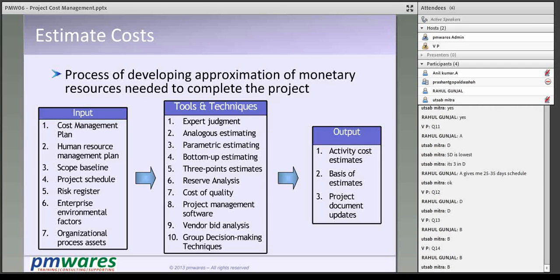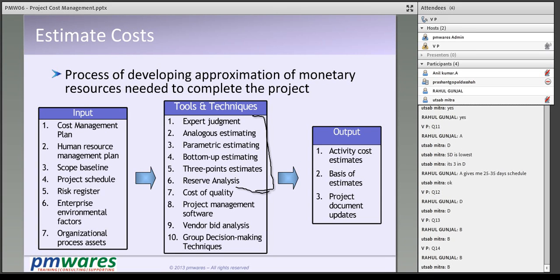Okay, so let's look at what is estimating the cost. Now if you look here, you will see that most of the methods are same which we used in schedule. So the method is not changing, only thing is that here the estimating is the money, is the cost part, and that was the duration part or the scheduling part.